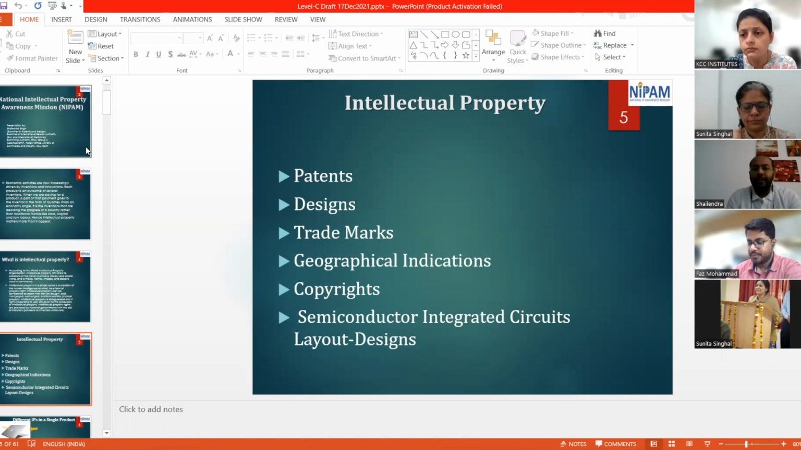Now, one important thing for us to understand is that we should differentiate between these IPs because it's a very important part. So many people have confusion in their mind regarding patent filing and design filing, that people think patent is the same as design. But there is a very big difference between both of these categories.